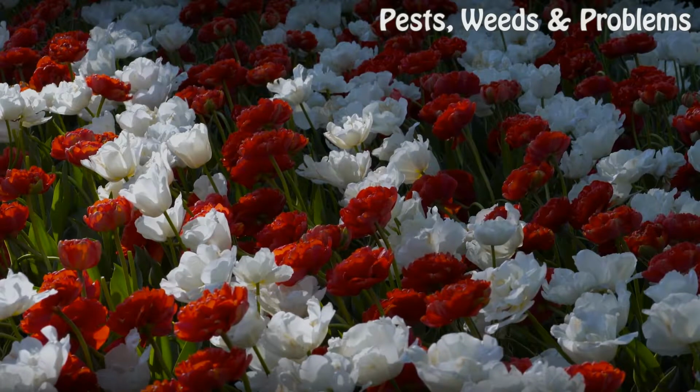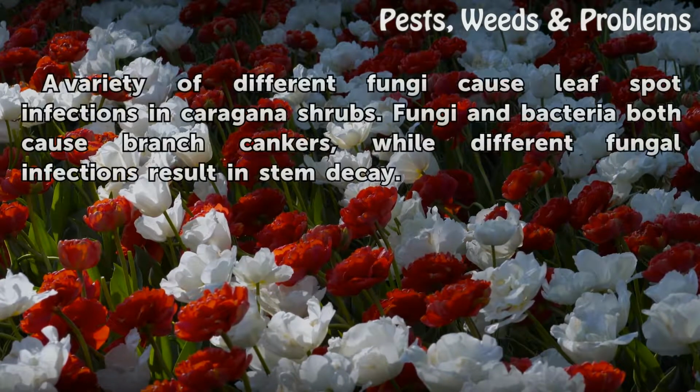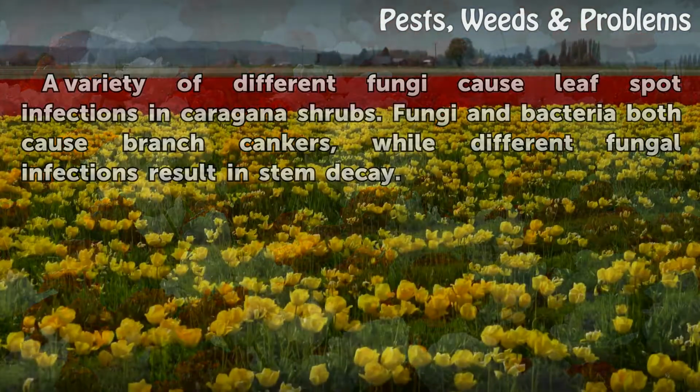Types. A variety of different fungi cause leaf spot infections in Caragana shrubs. Fungi and bacteria both cause branch cankers, while different fungal infections result in stem decay.